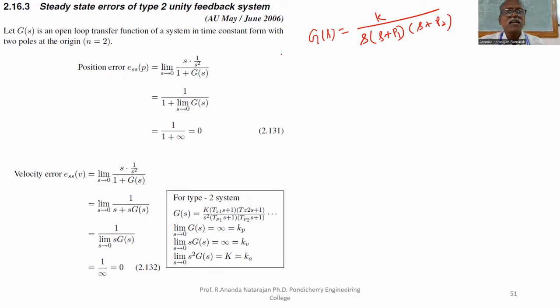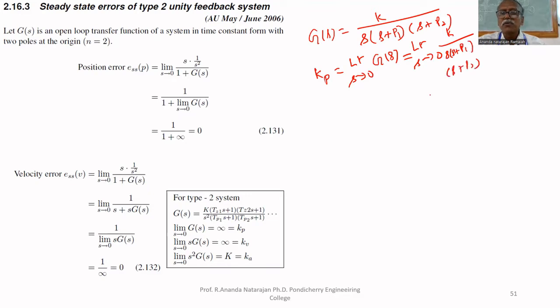So let us find the position error constant. Kp equal to limit s tends to 0 of g of s, that is equal to limit s tends to 0 of k upon s multiplied by (s plus p1) multiplied by (s plus p2), that is equal to k by 0, that is equal to infinity.